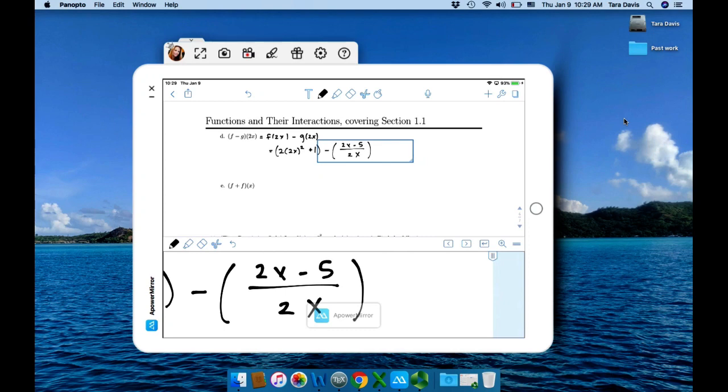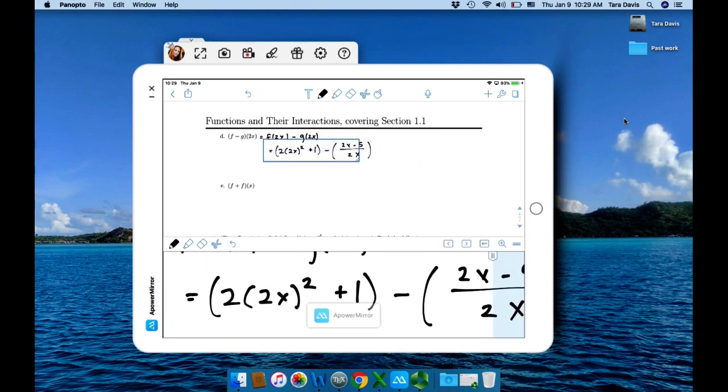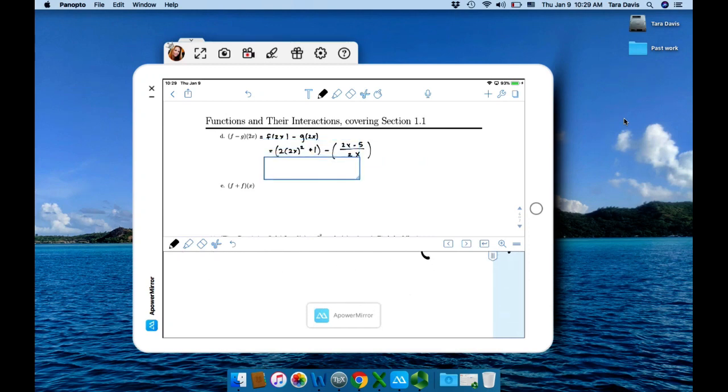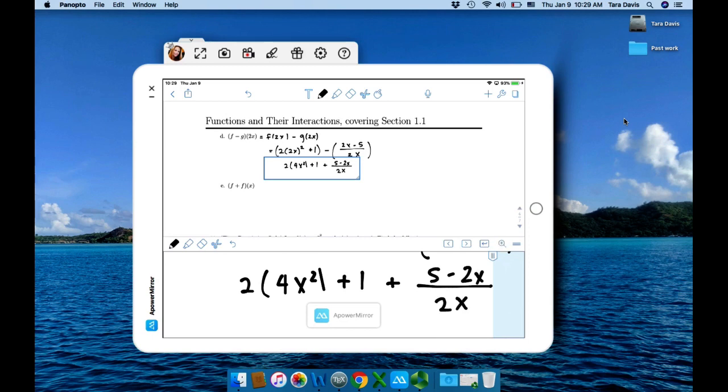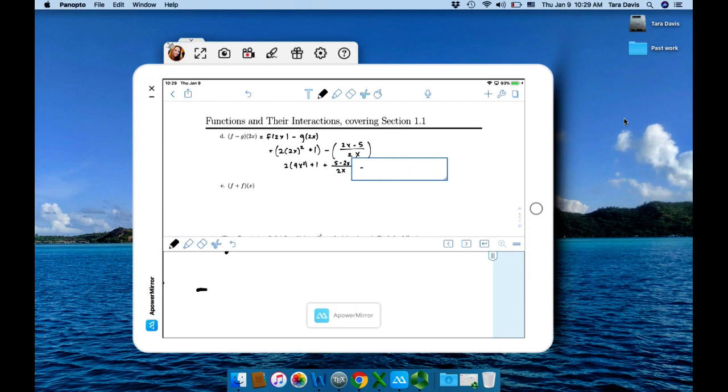We could slightly simplify that if we want to, because we know that 2x squared is the same as 2x times 2x, so 4x squared, and then when we take the 4 times the 2, we would have 2 times 4x squared plus 1, and then if I want to, I can take that minus sign and distribute it, so I would have 5 minus 2x over 2x, and so this is the same as 8x squared plus 1 plus 5 minus 2x over 2x.